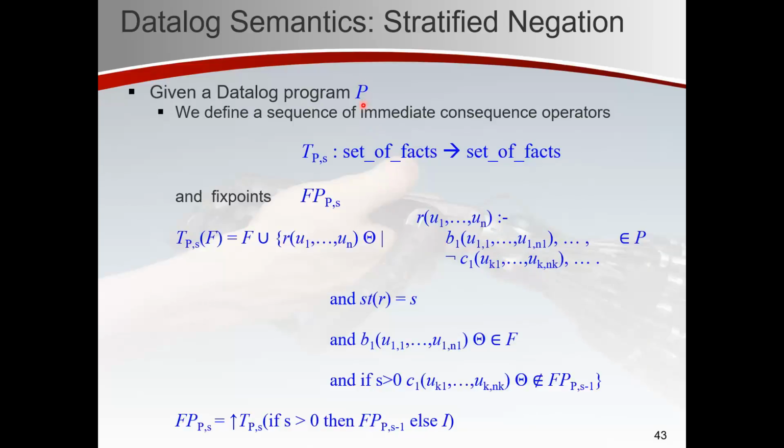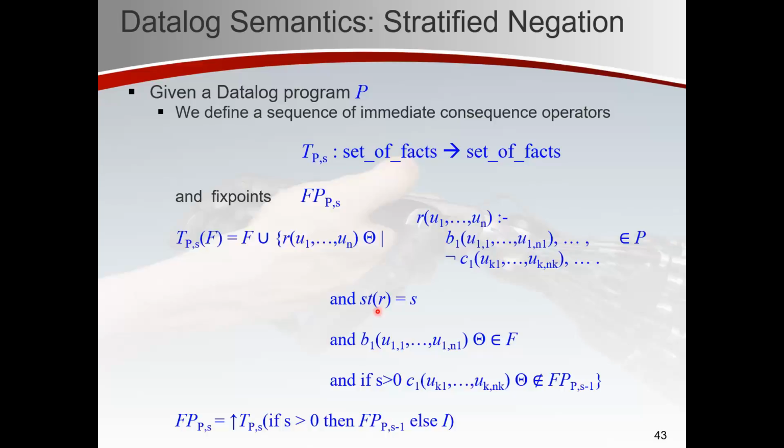We have a Datalog program P, and we now define a sequence of immediate consequence operators T_P,S, which basically does the same as our T_P before, but now is able to include negation. We say the T of P and S of a set of rules F is of course the old set of rules, built as a set union with some new rules with variable substitution. These new rules come from our program P.